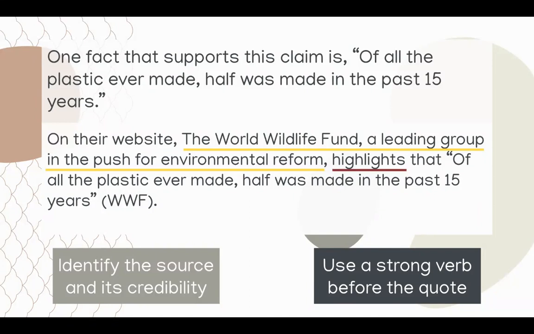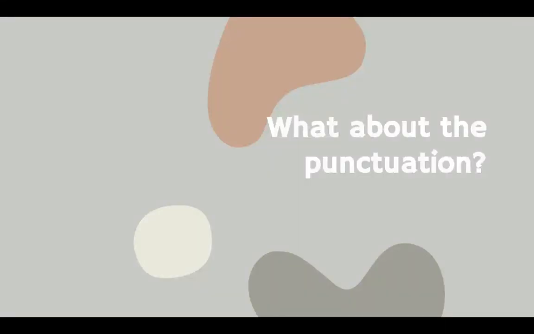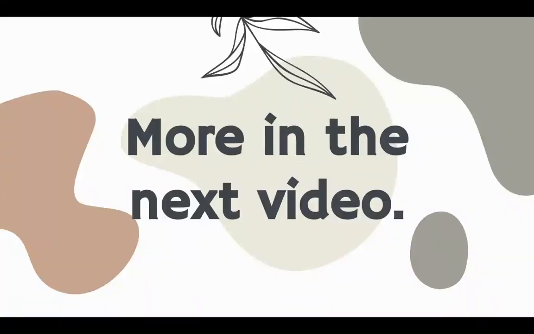That's pretty much the basics of what you need to do to set up evidence well in a nonfiction, informational or argumentative text that is non-literary: you're identifying the source and its credibility and using a strong verb before the quote. Some of you might be wondering about punctuation. You'll notice there were commas, all sorts of things like that. That's going to be in the next video.